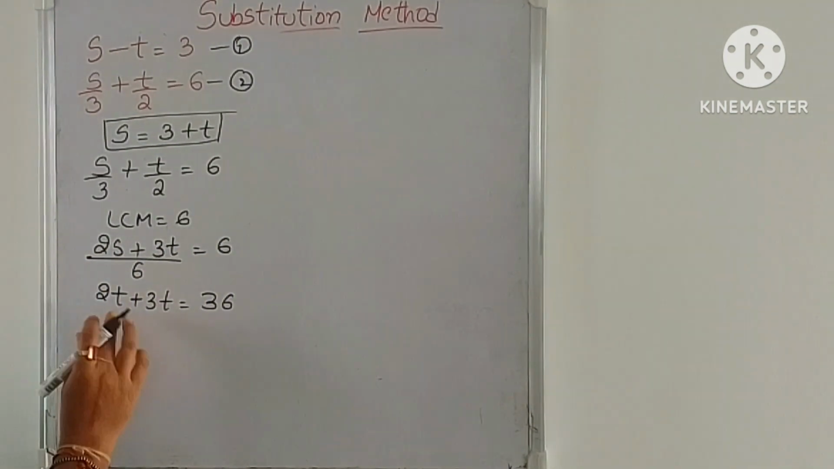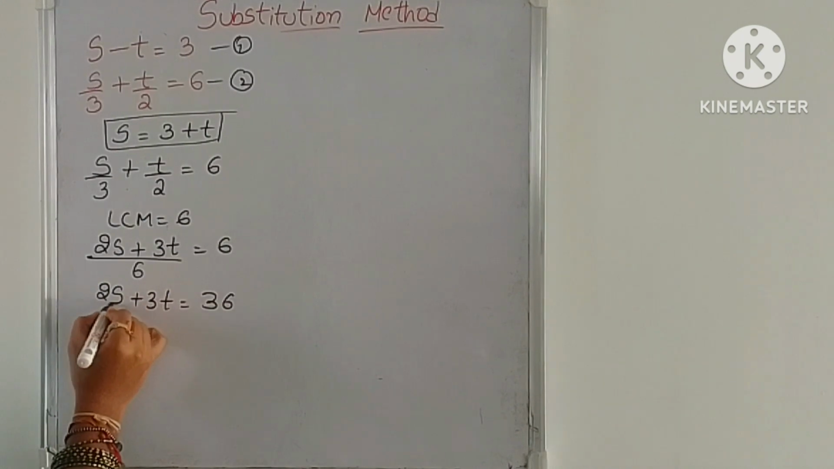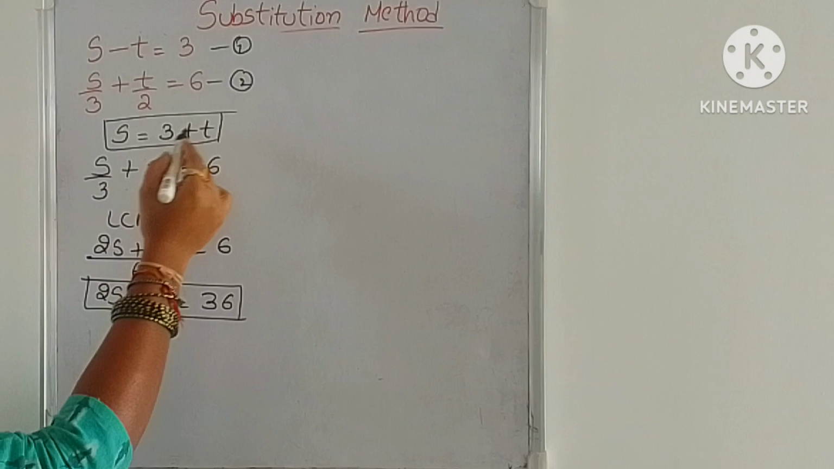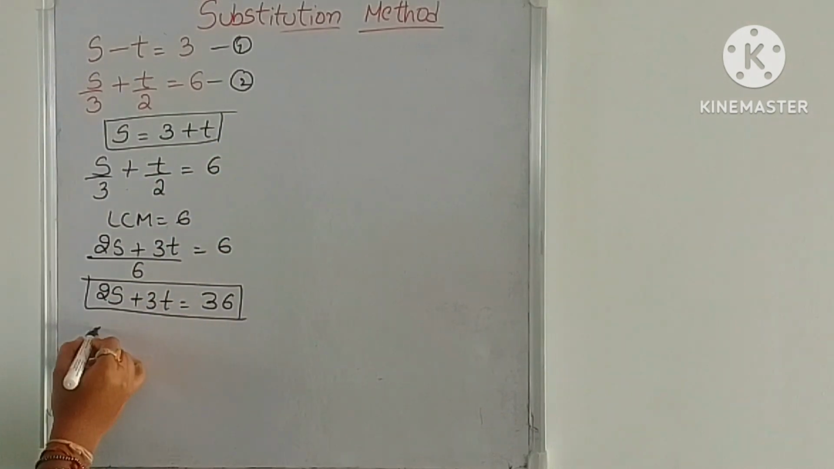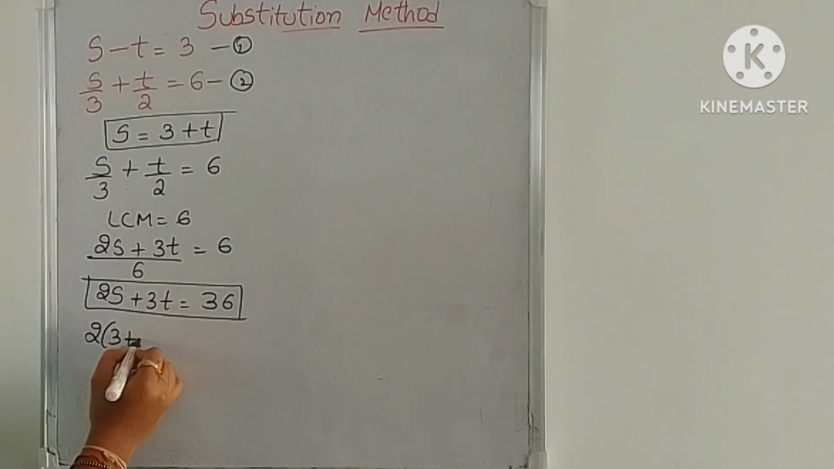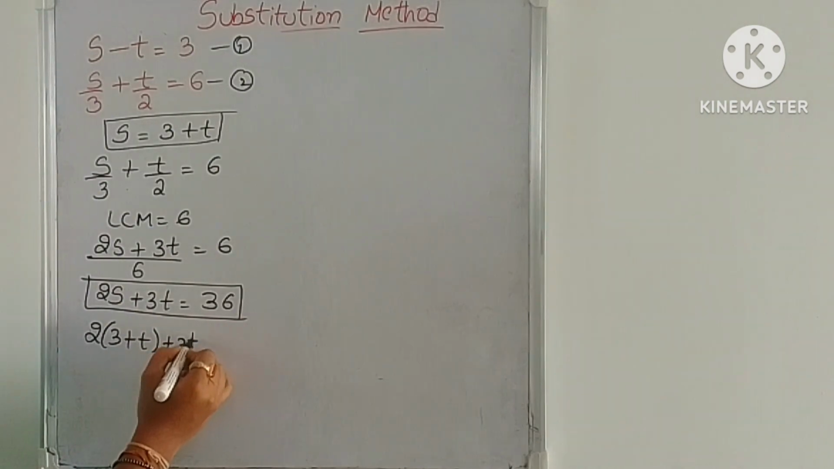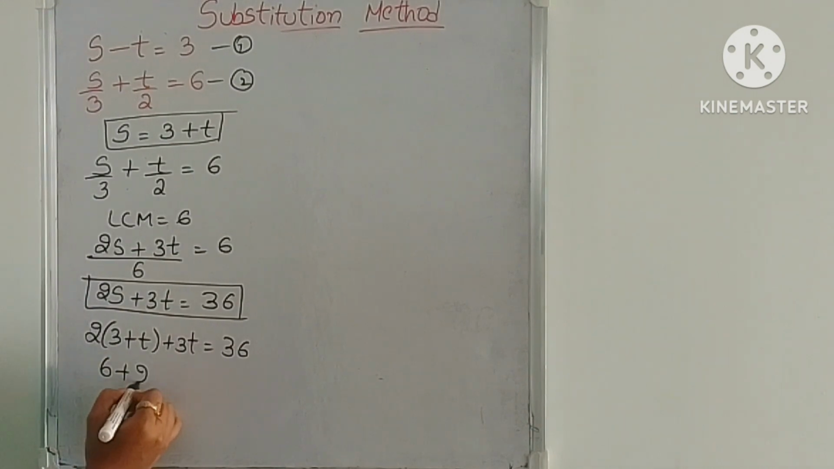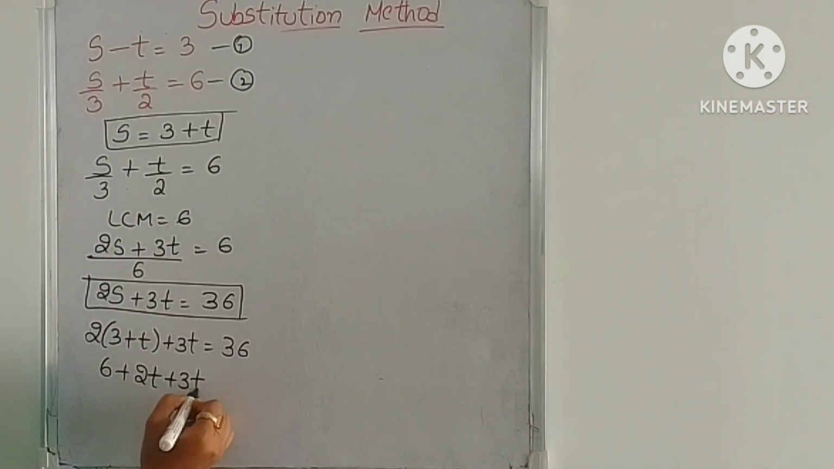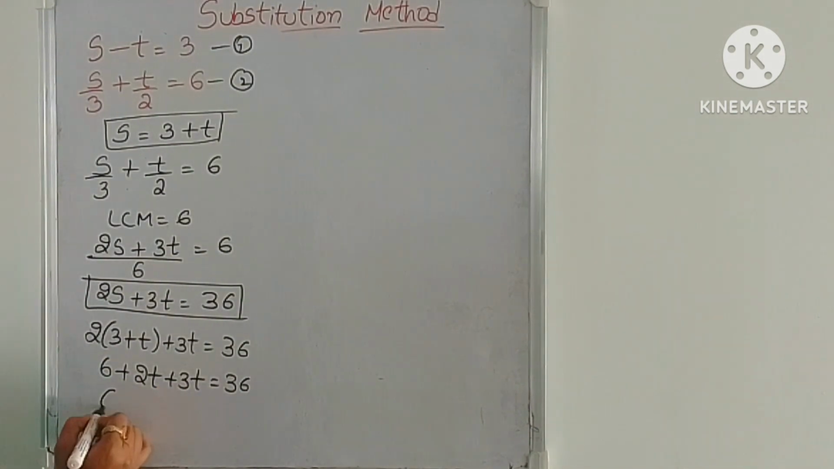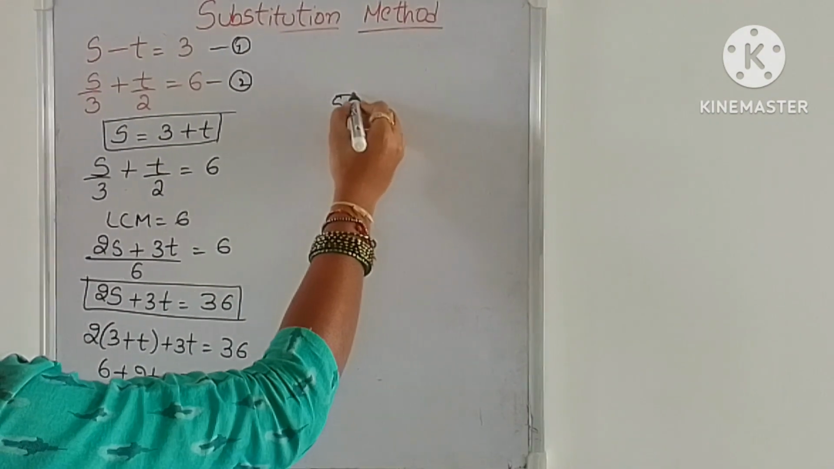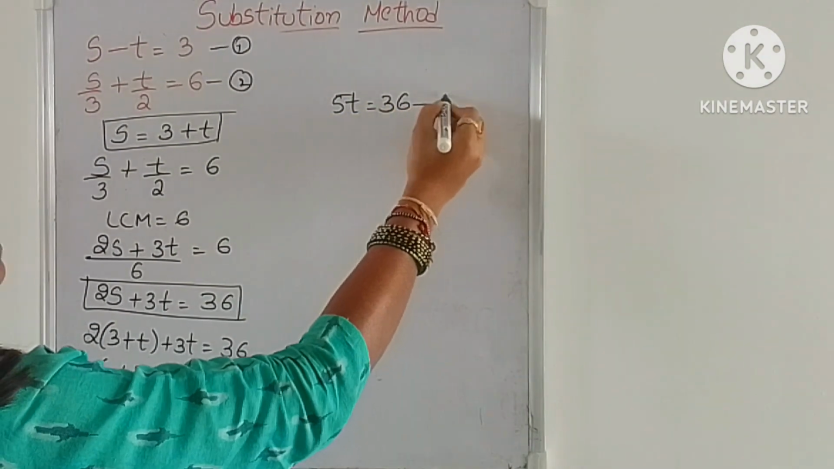Now substitute, 2s not 2t. 2s plus 3t is equal to 36. Now substitute s is equal to 3 plus t in this equation. So 2 into (3 plus t) plus 3t is equal to 36. 2 threes are 6. 2 into t is 2t, plus 3t is equal to 36. 6 plus 5t is equal to 36. Now 5t is equal to 36 minus 6.